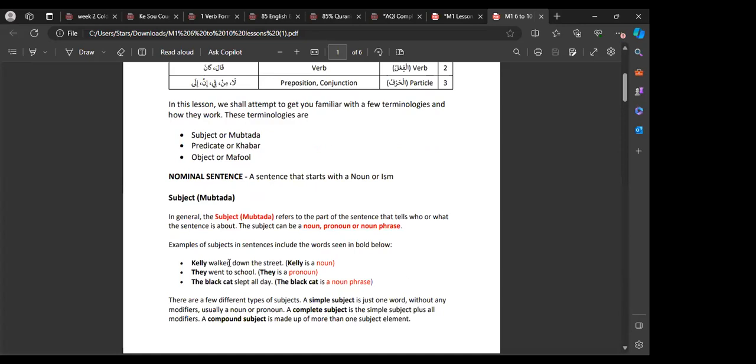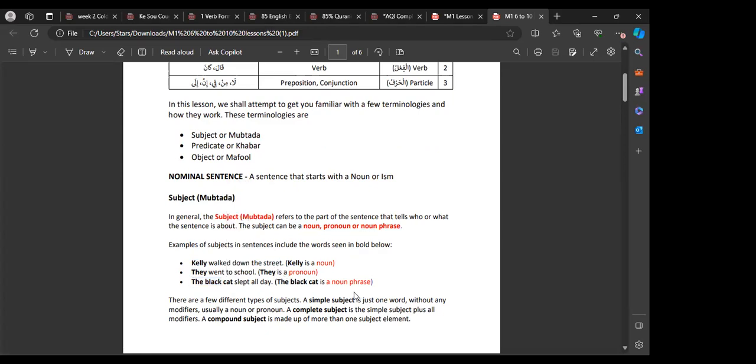So we have Kelly walked down the street. Kelly is the subject, and Kelly is a noun. They went to school. They is the subject, and they in English is a pronoun. The black cat slept all day. The black cat is a noun phrase, and it is the subject.